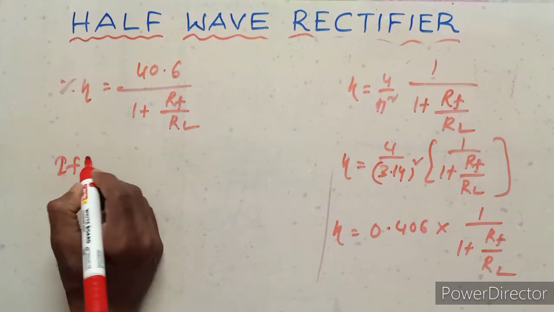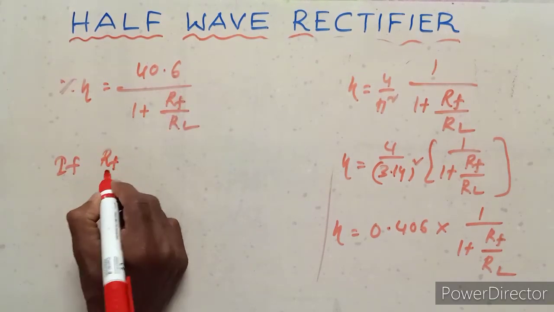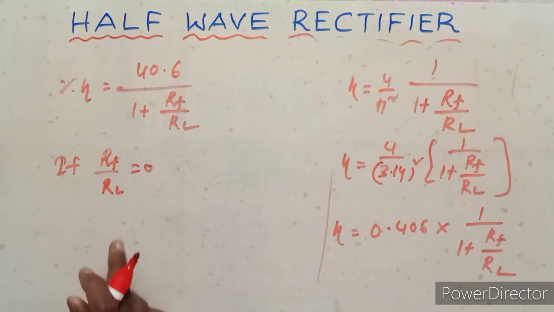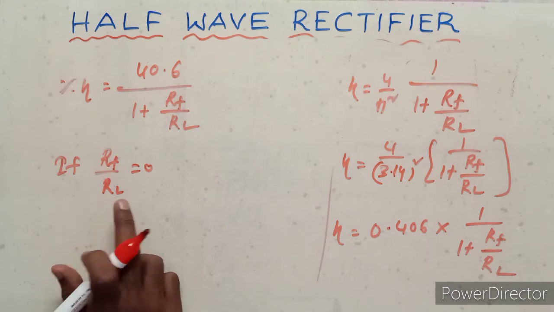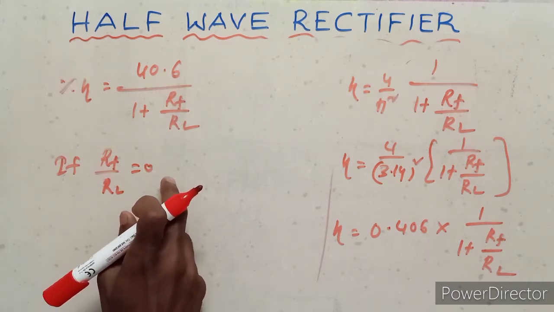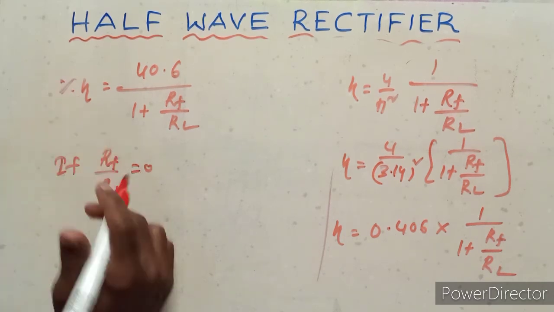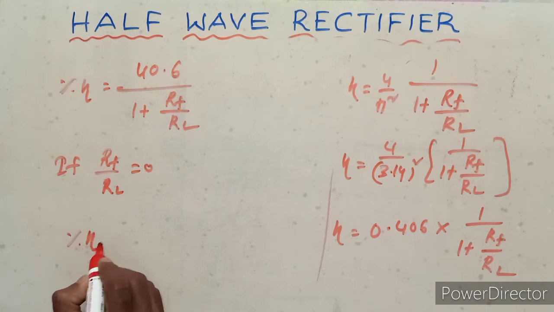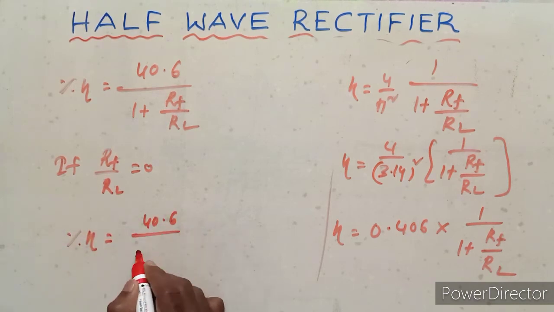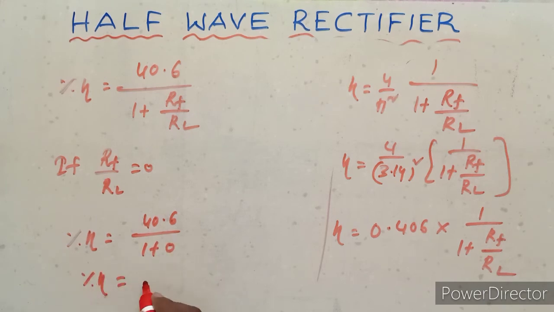In the above equation, if RF upon RL is 0, that is the ratio between forward resistance and load resistance is 0, then we get the maximum value of efficiency. The maximum value of efficiency equals 40.6 upon 1 plus 0, which equals 40.6 percent. So this is the maximum rectifier efficiency of a half wave rectifier.